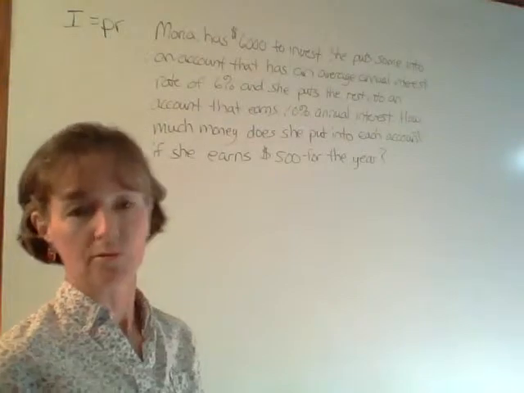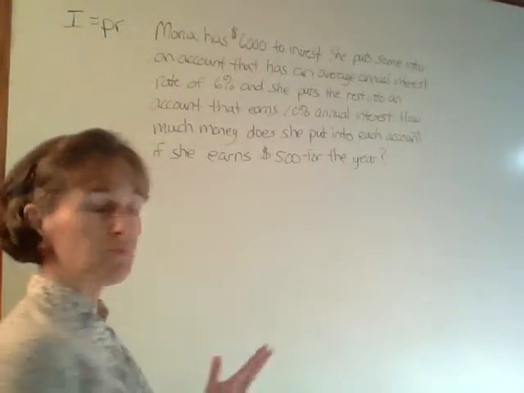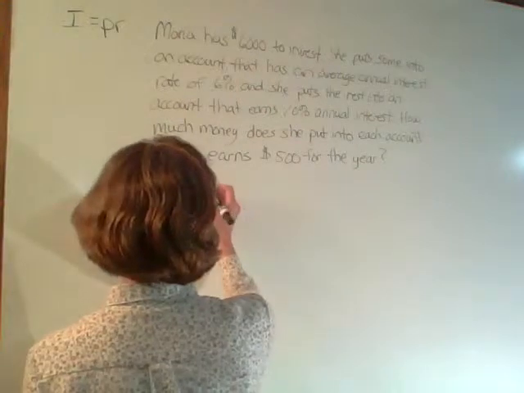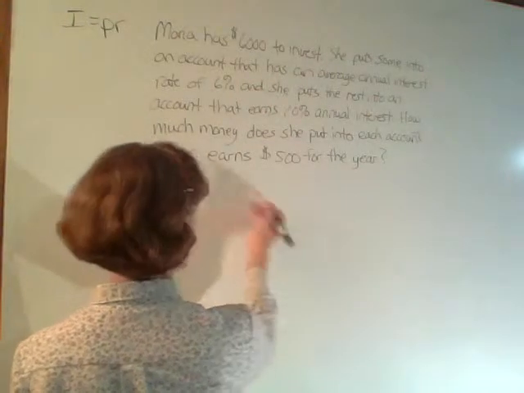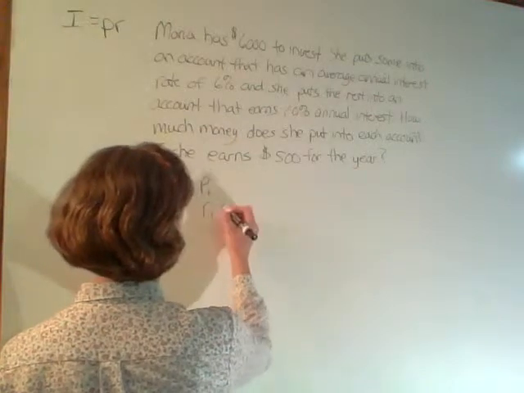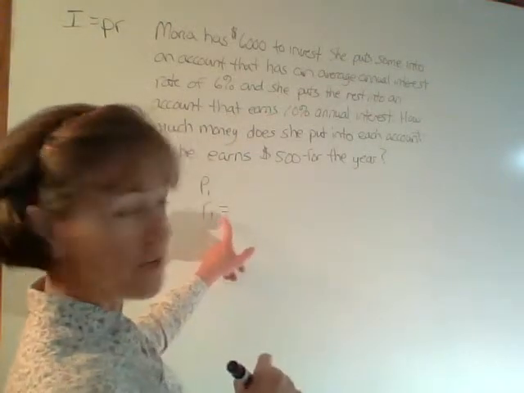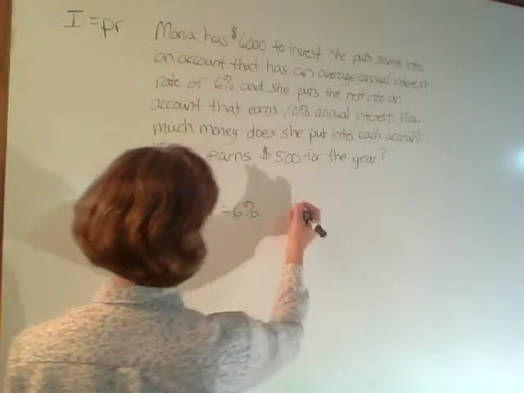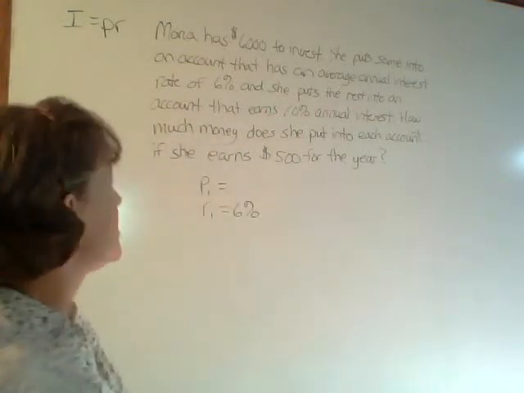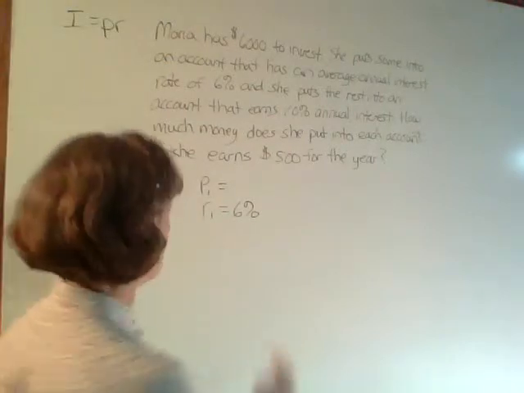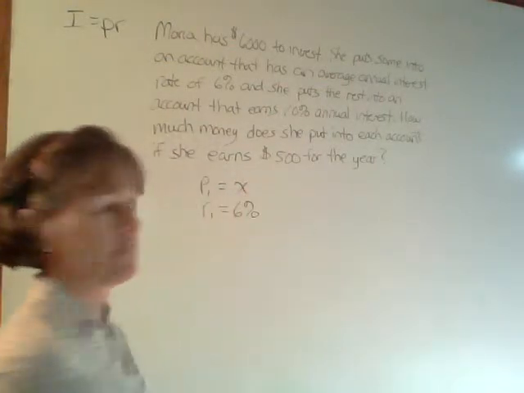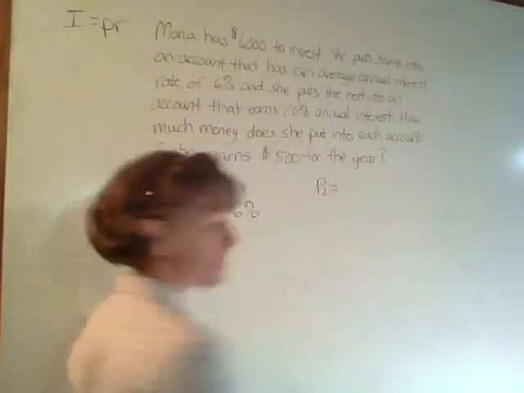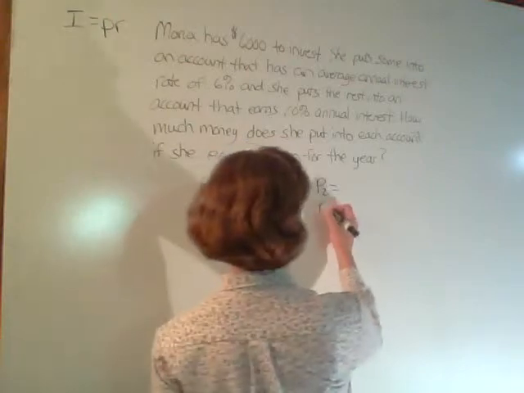students do what I call a problem setup, where we identify the principal and the interest rate that's associated with each investment. So we'll say P1 is the principal in the first account, and R1 is its interest rate. Of course, the R for that account is 6%. And I don't know how much money I've put into that account. So I can just say X. X is the amount of money in P1. Now, P2 is the principal in the second account, and its interest rate is 10%.